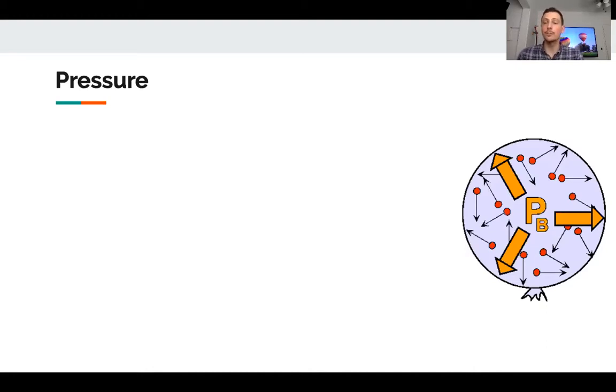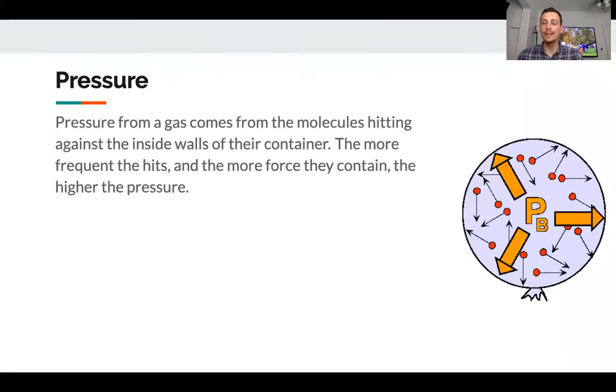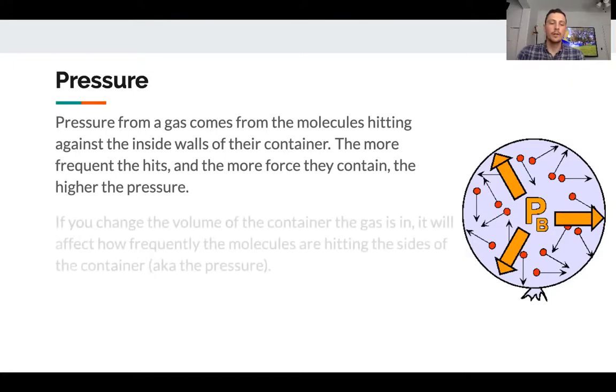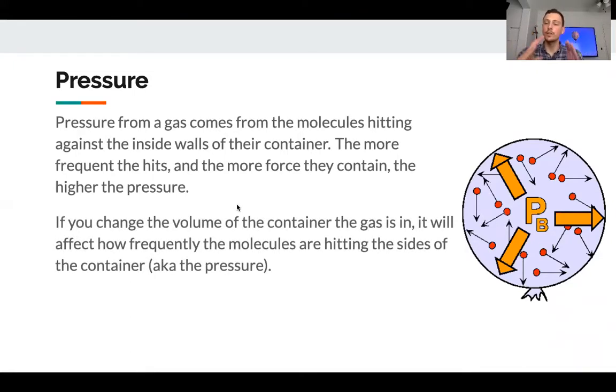But the pressure when it comes to gases has to do with the individual gas molecules and how they're interacting with their environment. So the pressure from a gas comes from molecules bouncing around and hitting off the inside walls of whatever container they are in. The more frequent those hits and the more forceful, so the faster the molecules are going, the higher the pressure. And so if you change the volume of your container, that in turn will affect the pressure.